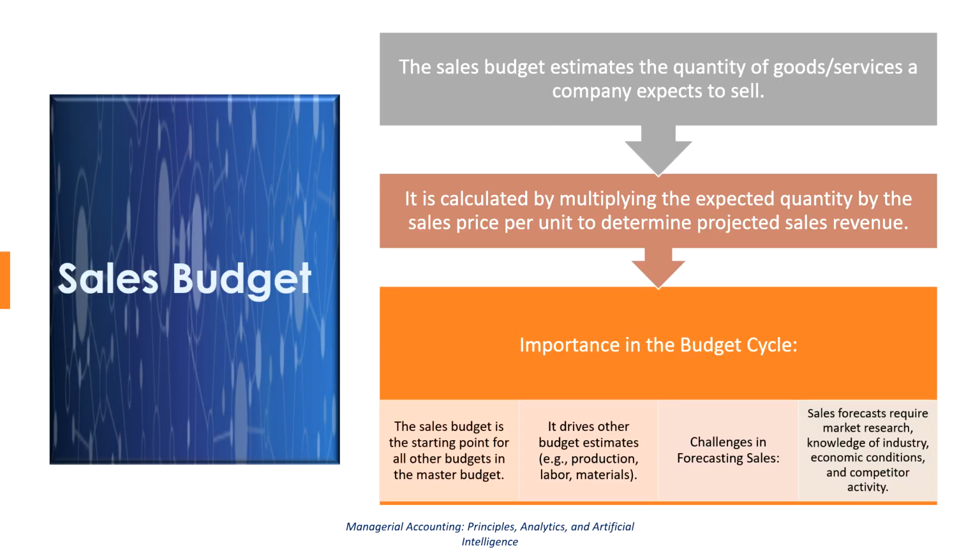All master budgets begin with sales. The sales budget estimates the number of units expected to be sold and the expected sales price. The sales budget formula is the projected unit sales times the sales price per unit to arrive at total sales revenue. The sales budget is the foundation for the entire master budget because production levels are based on expected sales.